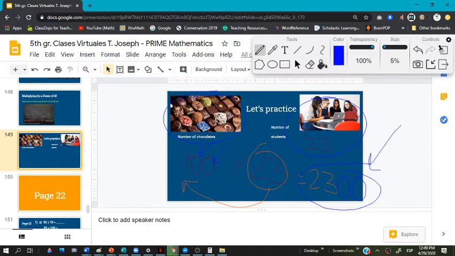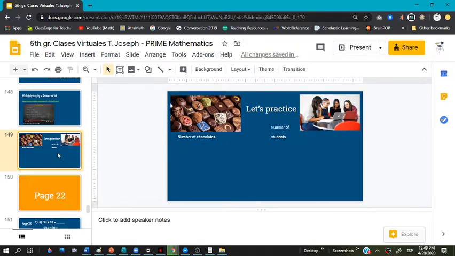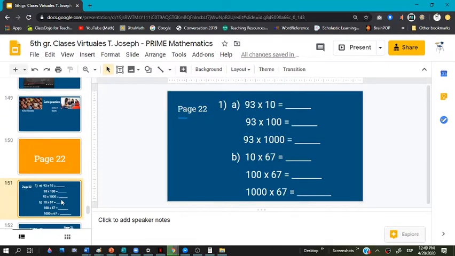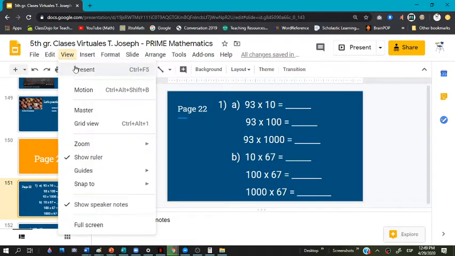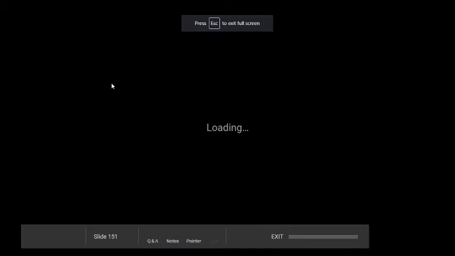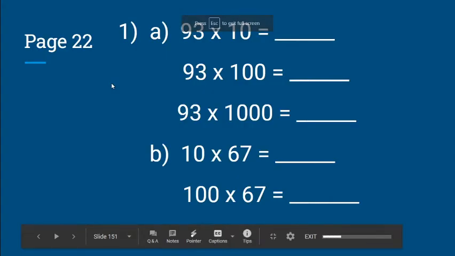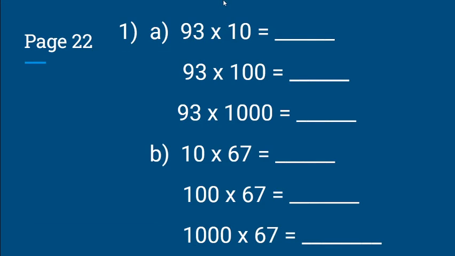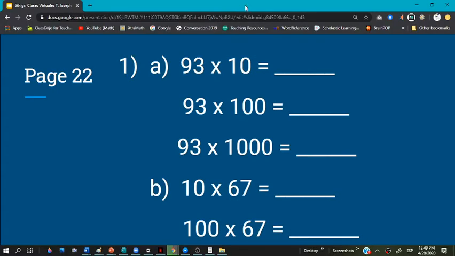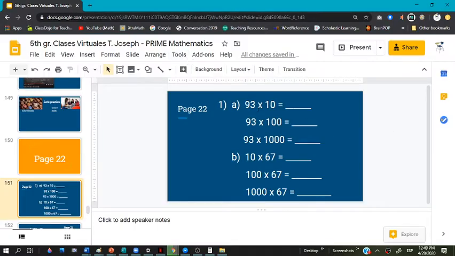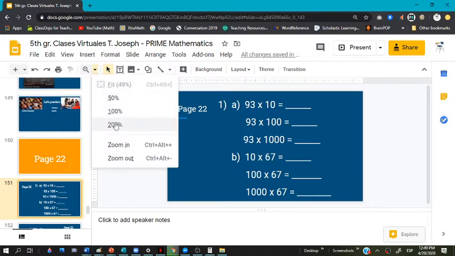We're going to be doing some of those problems on page 22. So let's actually go to page 22 right now, and let's look at some of those problems, okay? We have 93 times 10, okay? I actually need to make this a little bit smaller so I can write on the screen, so I'm going to end this slideshow. 1 second. Let me end that. Let's make this a little bit bigger so we can see that.